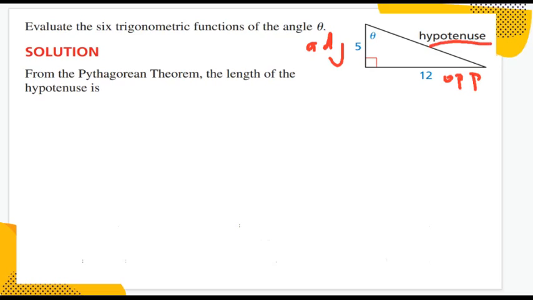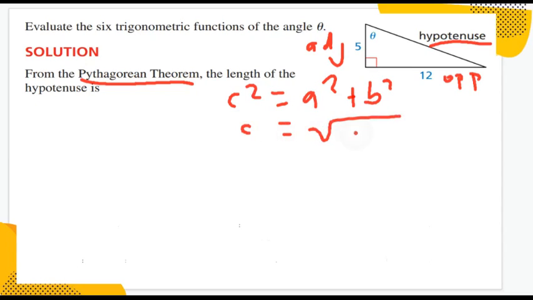We don't have the value of our hypotenuse, so we will apply the Pythagorean theorem to find it. The Pythagorean theorem states that c squared is equal to a squared plus b squared, or c is equal to the square root of a squared plus b squared.